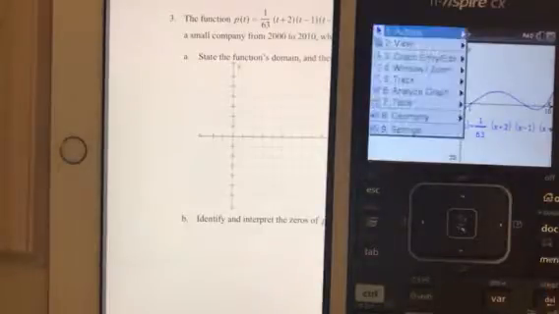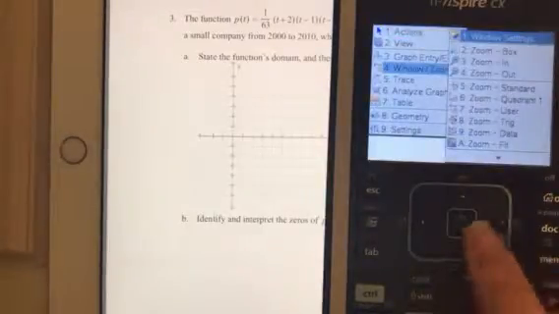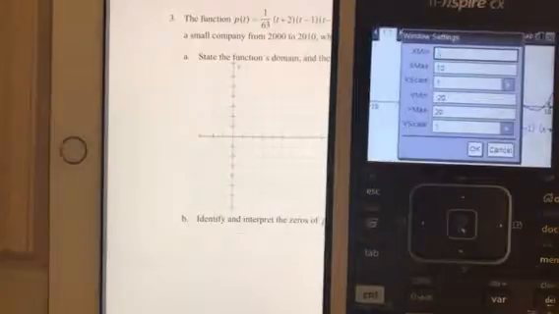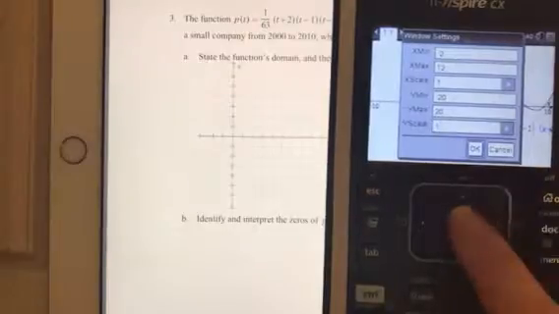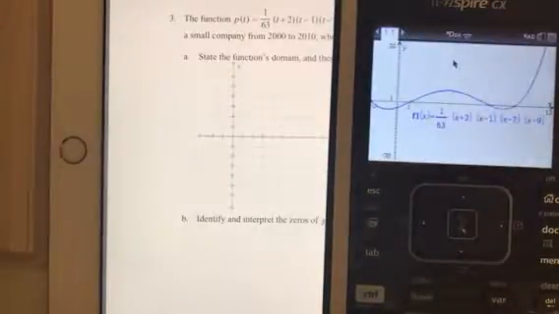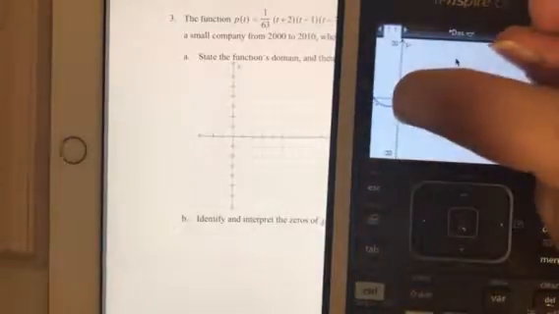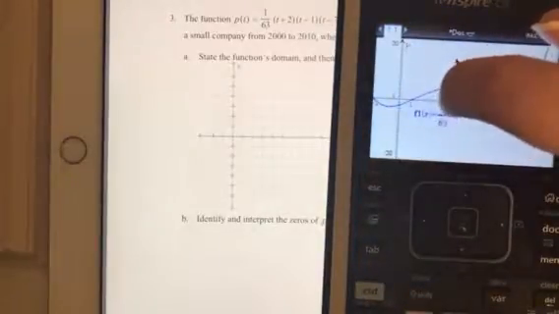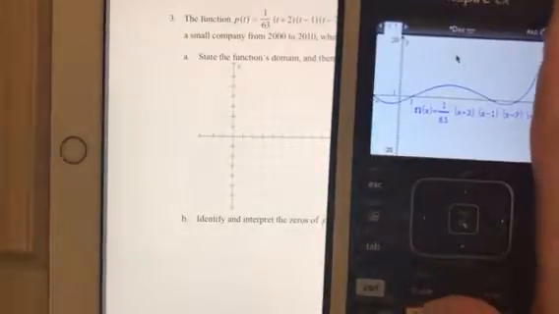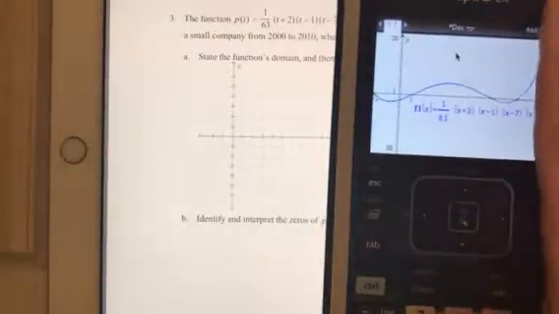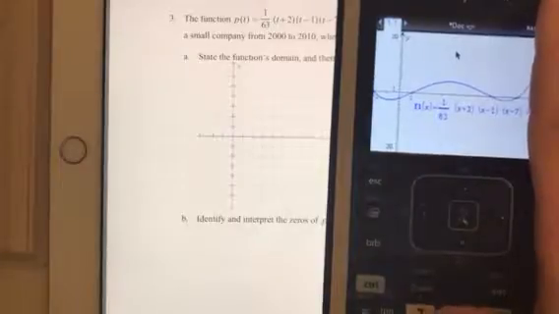I want my window to start at about -2, and I probably want it to go to 12 because I need it to go past the 10 so I can really look at things. Okay, so here we go. From 0 to 1, 2, 3, 4, 5, 6, 7, 8, 9, 10. Okay, 10.